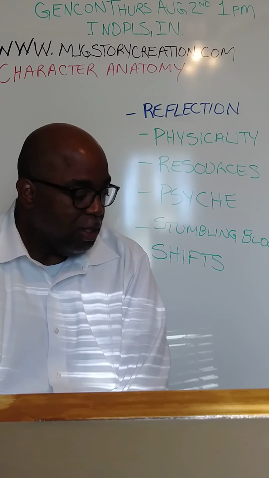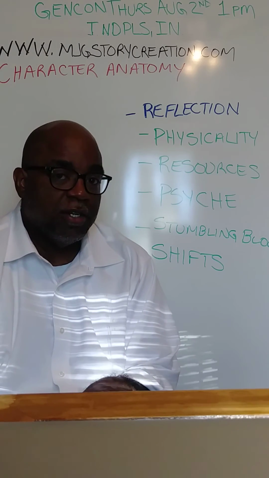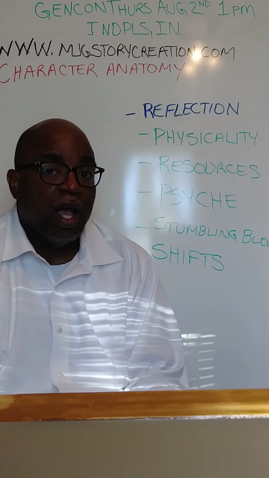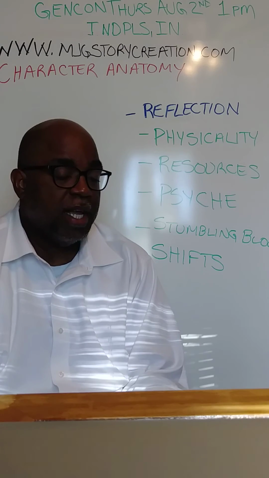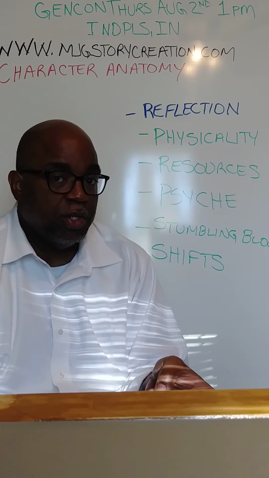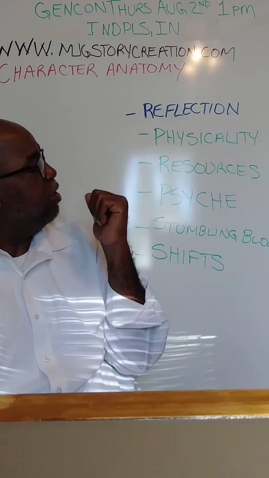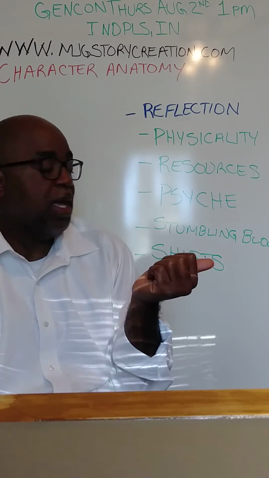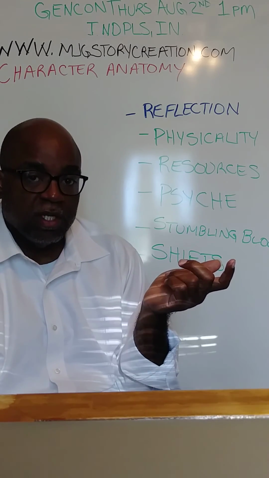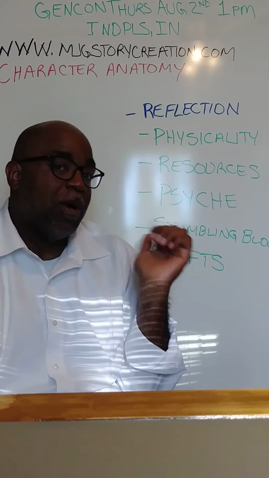So, to review, character anatomy. In order to craft the character that you need for your epic story, so for your world, in order to have a character that's able to carry the message, character anatomy is in 2 components: reflection and reputation. Reflection: physicality, the physical makeup of your character; resources, what is available at your character's disposal in order to help them get through life.